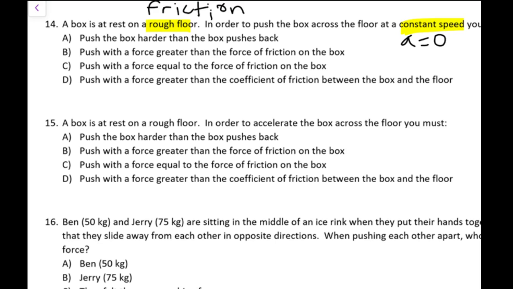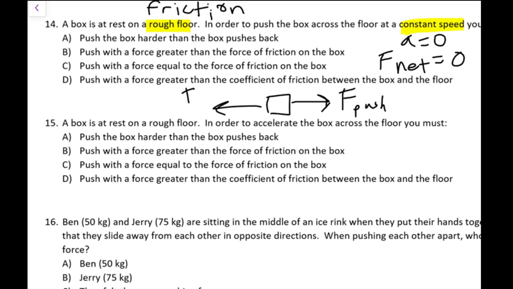So if we want the forces to cancel out, in order for the net force to be 0, because the acceleration is 0, that means that if we push in this direction, then friction is opposing the motion to the left. These forces must cancel out. We want these two to cancel out like they did in number 11 in the back, which means that in order to push at a constant speed, we have to push with a force that's equal to friction. So we want our push.